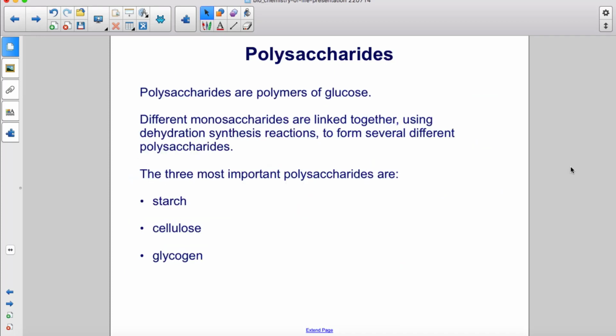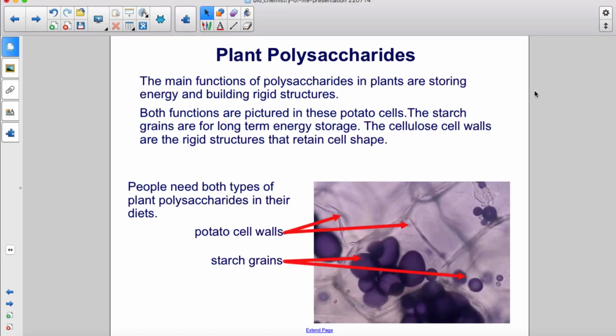Polysaccharides are polymers of glucose. Different monosaccharides are linked together using dehydration synthesis reactions to form several different polysaccharides. The 3 most important polysaccharides are starch, cellulose, and glycogen. The main functions of polysaccharides in plants are storing energy and building rigid structures. Both functions are pictured in these potato cells.